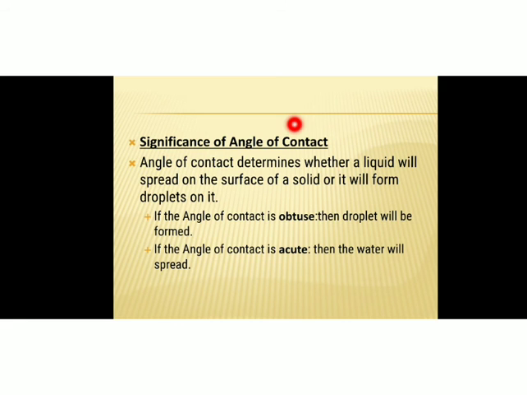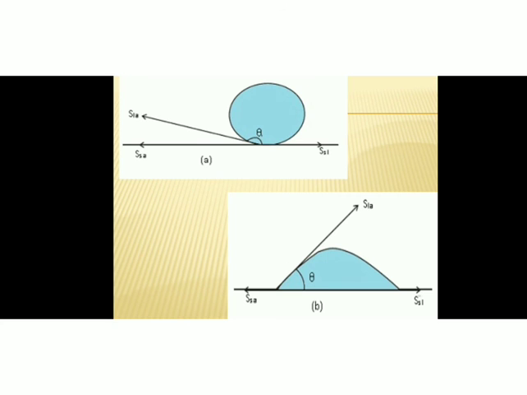See, what is the significance of angle of contact? Angle of contact determines whether a liquid will spread on the surface of a solid or it will form droplets on it. If the angle of contact is obtuse, then a droplet will be formed, just like water on the lotus leaf. But if the angle of contact is acute, then the water will spread, just as water spreads on that table.